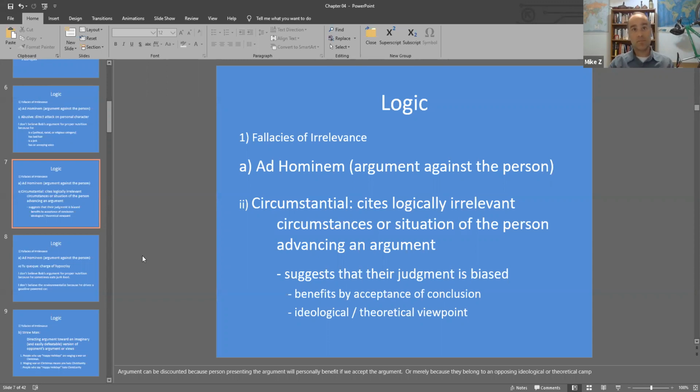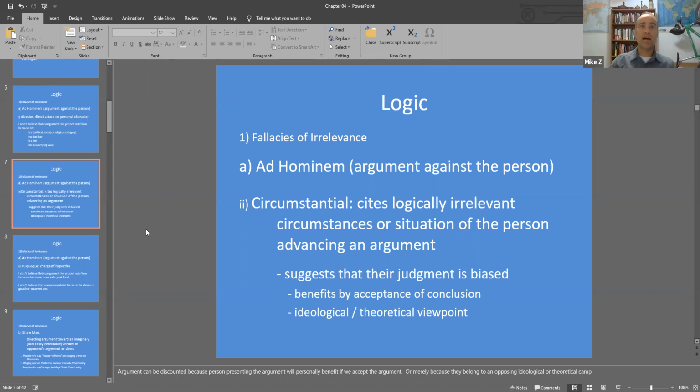Like, well, that may be that they're going to receive that benefit, but that has nothing to do with whether their argument is good or bad. In fact, maybe their argument is really bad. And if it is, then you should go after that, right? Explain why this argument is bad, as opposed to citing this irrelevant thing about whether they're going to win or lose as a result of accepting their argument.